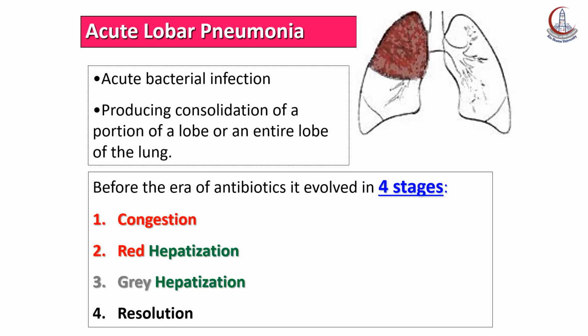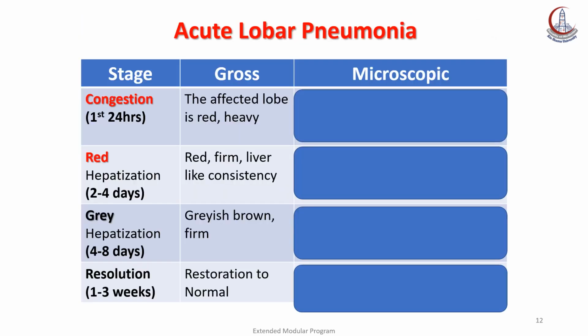Before the era of antibiotics, it evolved in 4 stages. First stage is the stage of congestion. Second stage is called red hepatization. Third is called gray hepatization. Fourth stage is resolution. Hepatization is similar to liver in consistency. Instead of being spongy, it becomes more solid like liver.